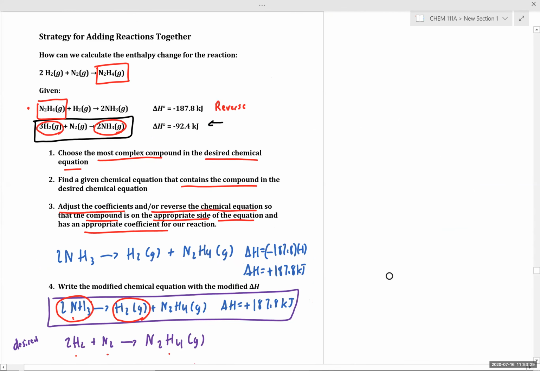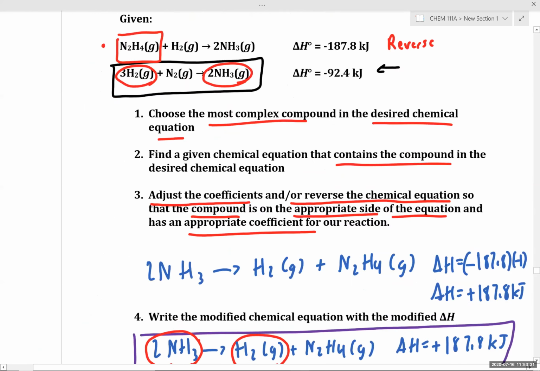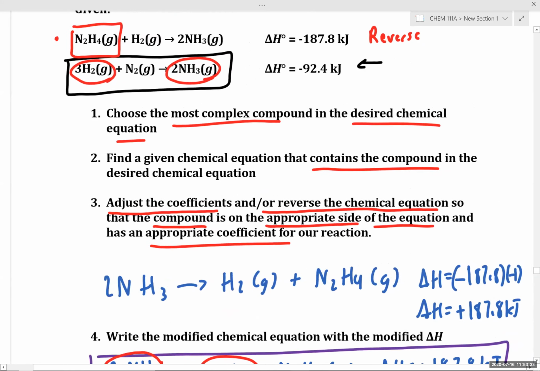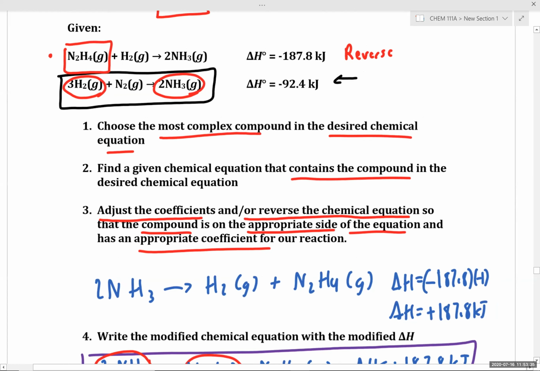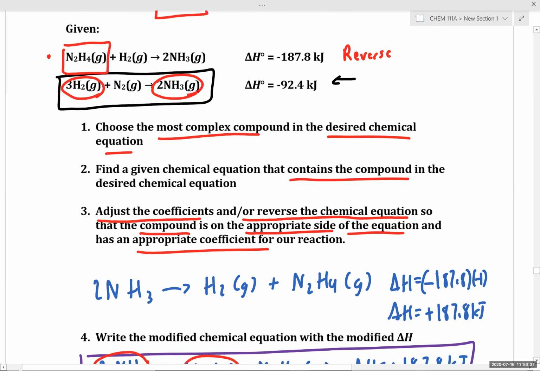So then, based on that information, what do we do to the second equation? If we want to cancel ammonia, what do we need to do to this second equation? Do we need to adjust a coefficient? Do we need to flip it? How do we cancel our ammonias? What are we going to do?